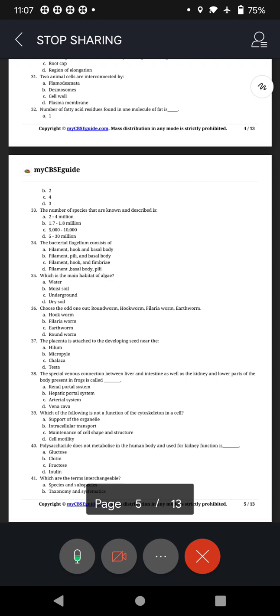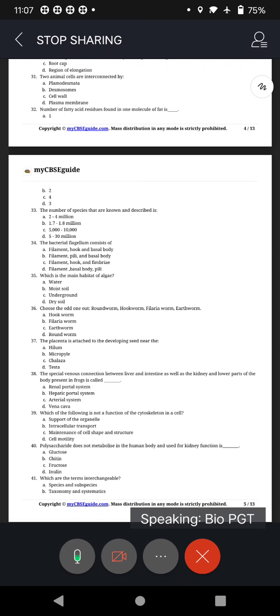There are two ends, micropylar and chalajal. So attachment is chalajal end. Question 38. Renal portal system. Renal portal system forms special blood circulation system between liver and intestine. It forms a special connection between kidney and lower parts of the body present in frogs.